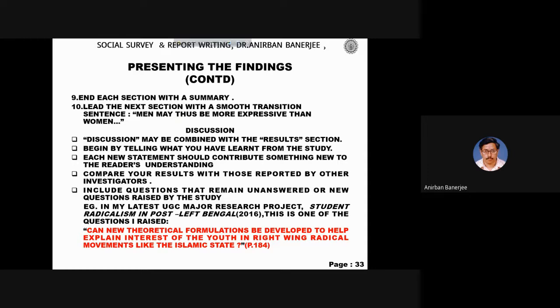For example, in my latest UGC major research project, Student Radicalism in West Bengal, I raised one question: Can new theoretical formulations be developed to help explain the interest of the youth in right-wing radical movements like the Islamic State?